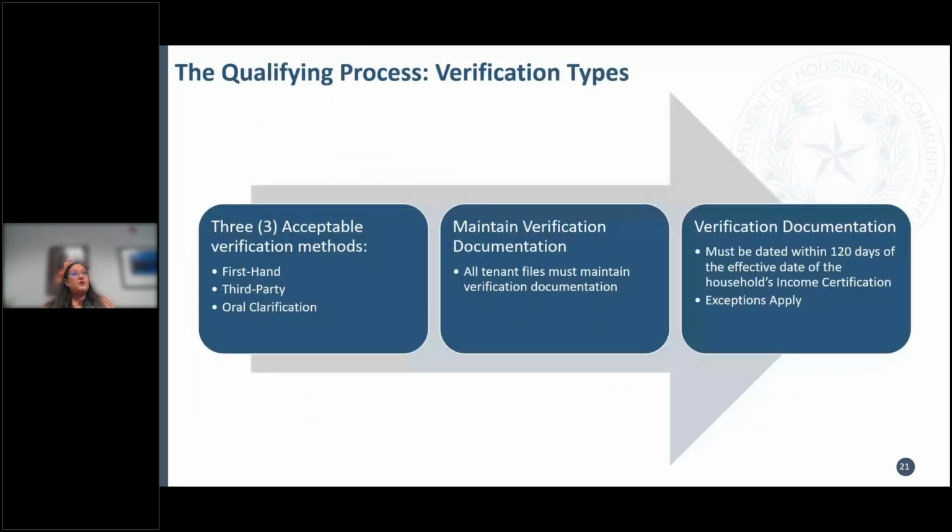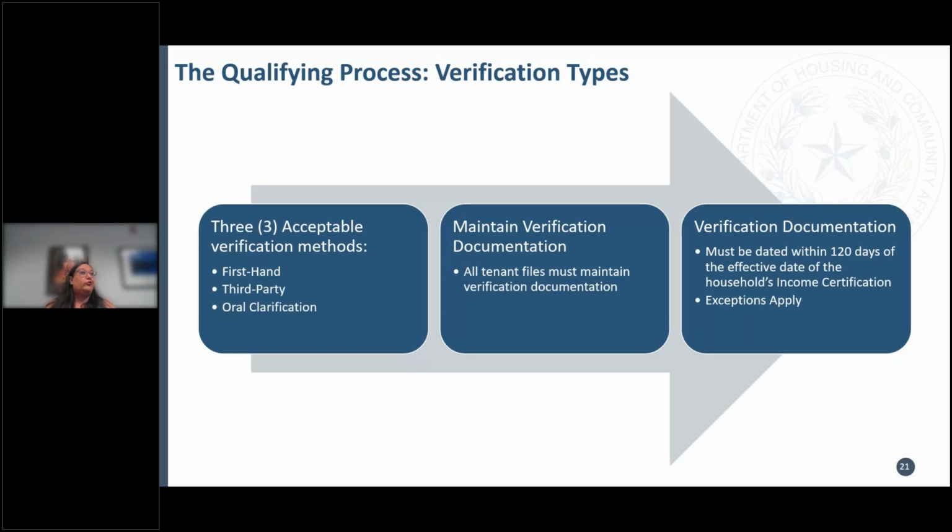So with the qualifying process, you're also going to have to verify. So what we're talking about today with the verifications is what you're having them fill out while they're in the office so that you can then verify through your process what their income, what their assets are.